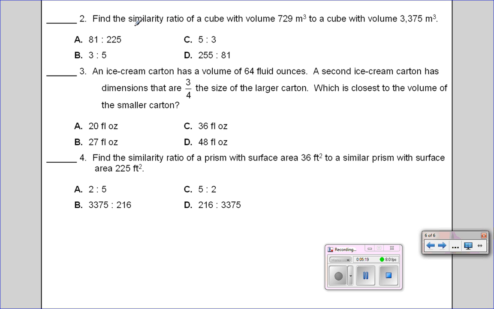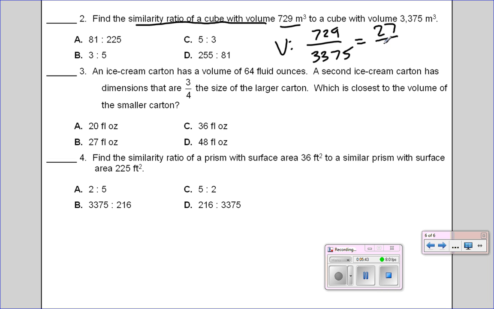So we want to know the similarity ratio of a cube. The volume is 729 over 3375. Now that's the volume ratio. Now the first thing I want to do, especially when I have big numbers, is type this fraction into my calculator and hit math enter enter. That'll reduce it for me so I don't have such big numbers. When I do that, I get 27 over 125. Now, this is my volume ratio still. I just reduced it. I need to find my similarity ratio, so I need to take the cube root.